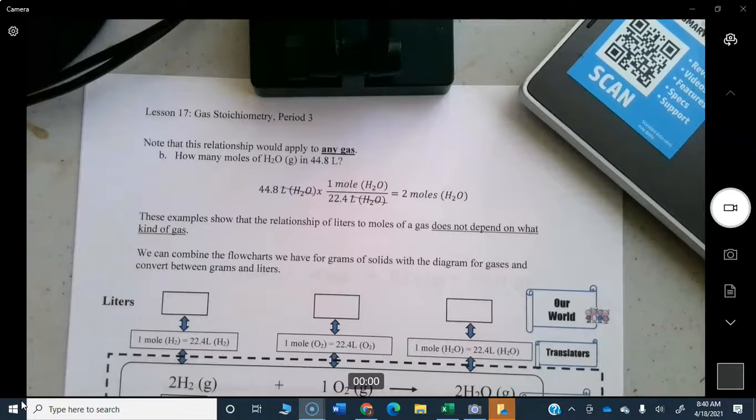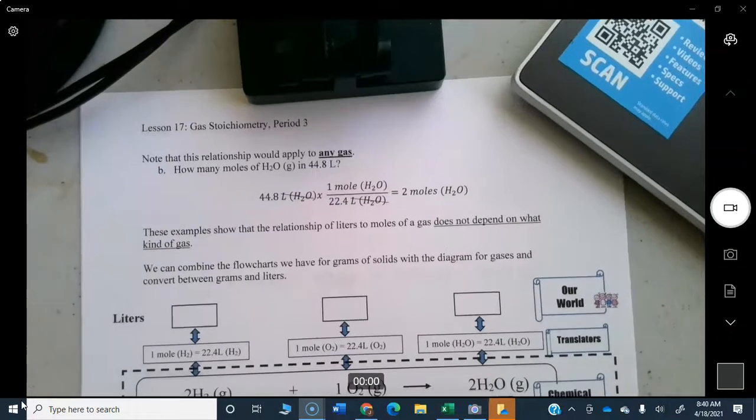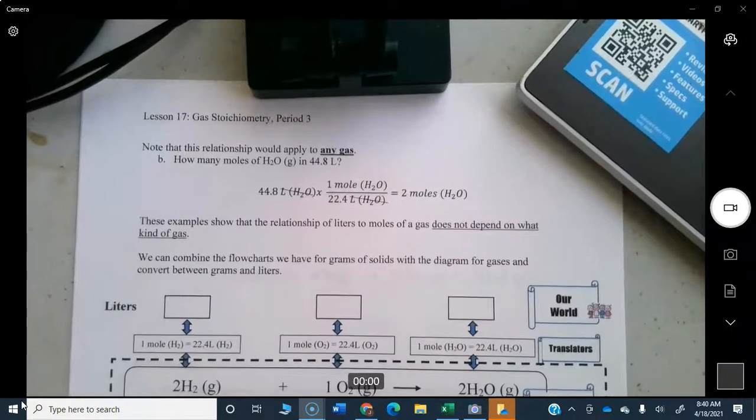Okay, and how many moles of H2O gas in 44.8 liters? Same question except a different gas, but the point is here that you still get 2 moles. It doesn't matter what the gas is. It doesn't matter what the substance is. 1 mole will equal 22.4 liters at standard temperature and pressure, 0 degrees centigrade, and 1 atmosphere of pressure.